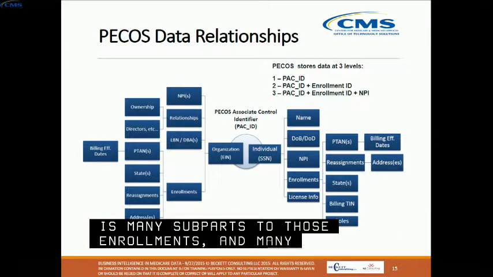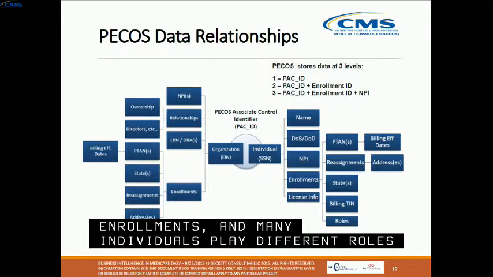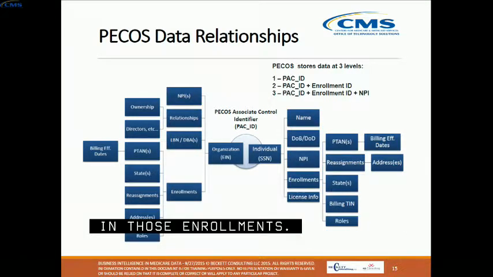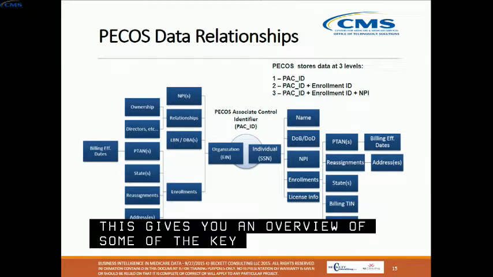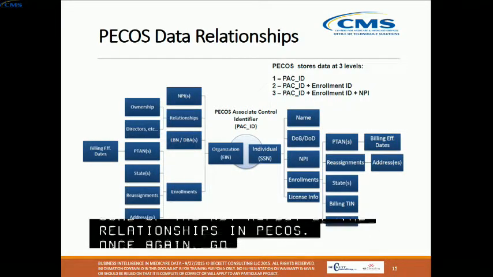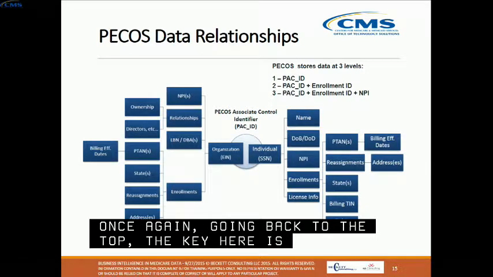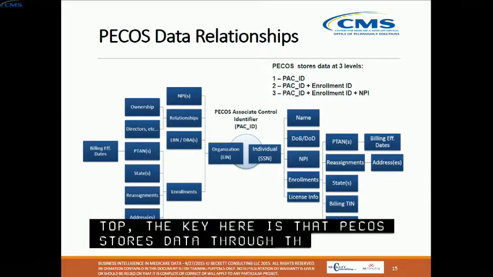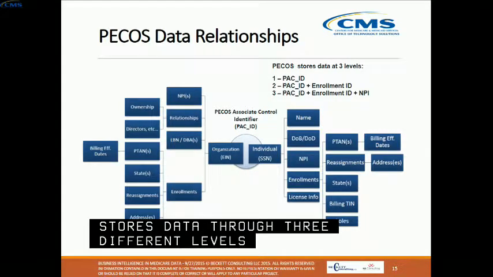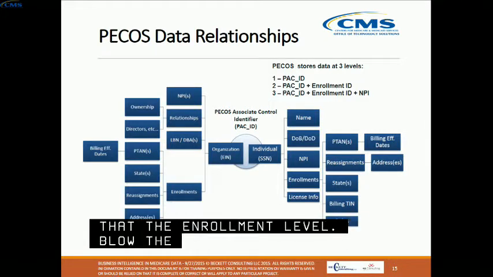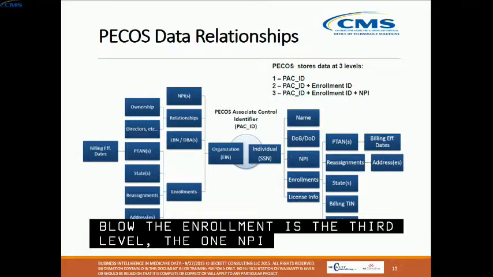So this gives you an overview of some of the key aspects of the relationships in the PECOS data, but once again, going back to the top, the key here is that PECOS actually stores its data at three different levels: the PAC ID or the tax level, the PAC ID plus the enrollment, so this is at the enrollment level, and then below the enrollment, there's a third level that lists the one NPI in the case of an individual, or the multiplicity of NPIs in the case of an organization.